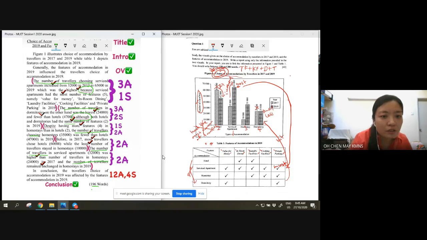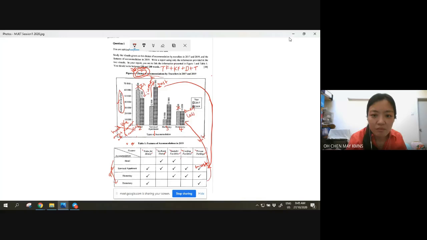Okay, all right. Now I want you guys to try to write your own sentence for this. You can start by using dormitory, had the least number, which was less than this, although both of them had this. We can start with dormitory. Or you can say hotel had more number of travelers compared to dormitory. How many? Although both of them had this. Or you can say hotel had this. Many ways for you.